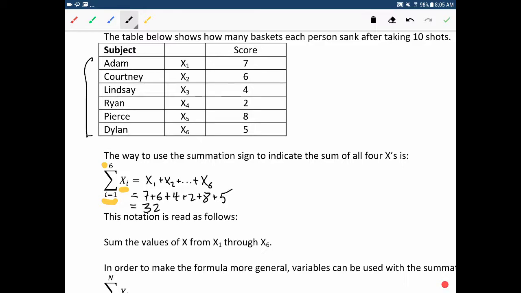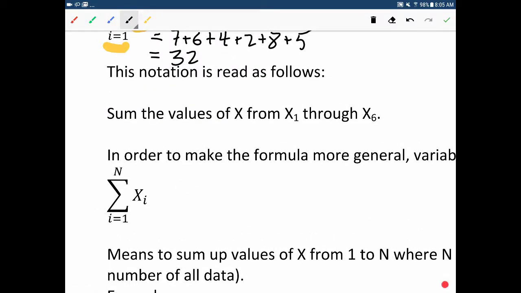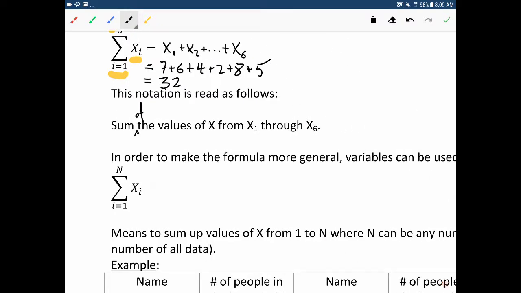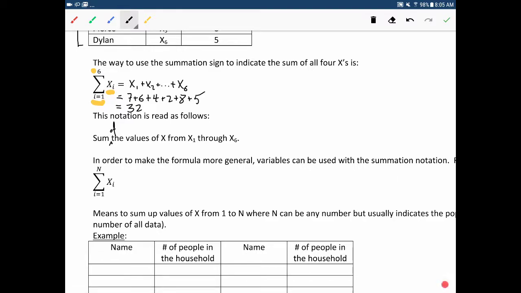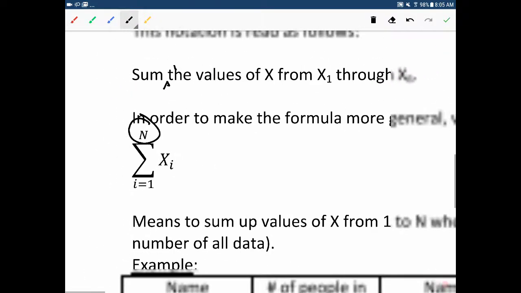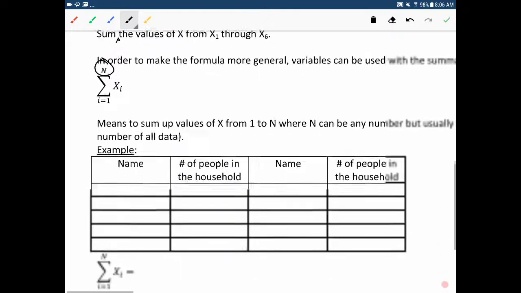The way you would read it, and there's a little error here I noticed: some people will say sum the values x1 through x2. You should actually say sum of. Sum's not actually a verb, but whatever, it's fine. To make the formula more general, often we put an n on top, and that just means add them up until you get to the last one. If you've got that capital N on top, it just means keep going until you run out. That's all it is.